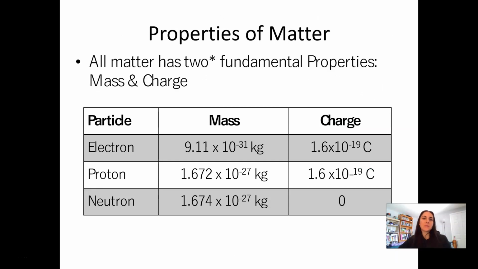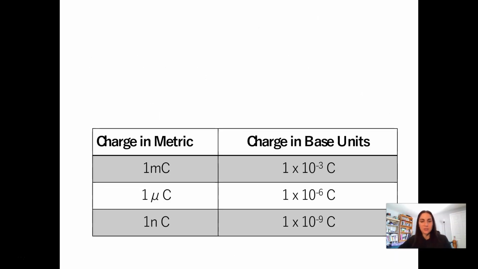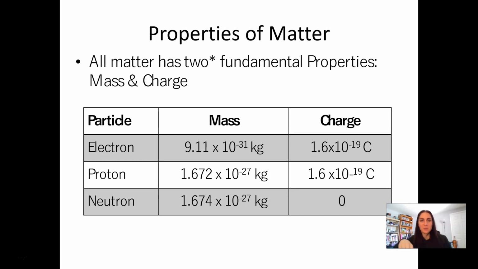Okay. So, like I said, again, a little asterisk there because there's actually other fundamental properties, but we're going to ignore those. But the two fundamental properties of matter we'll talk about are mass and charge. You don't have to memorize these at any point. I'll give you these values for you, but it's good to be aware of the following things.